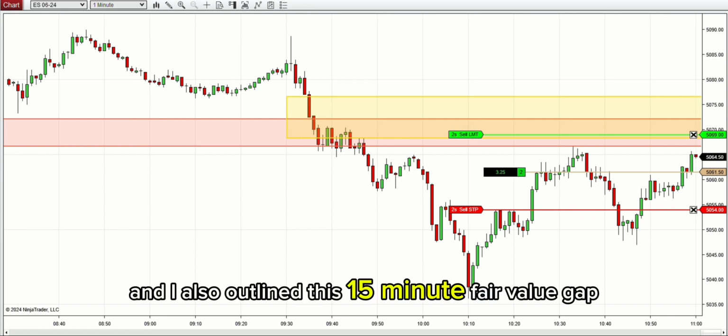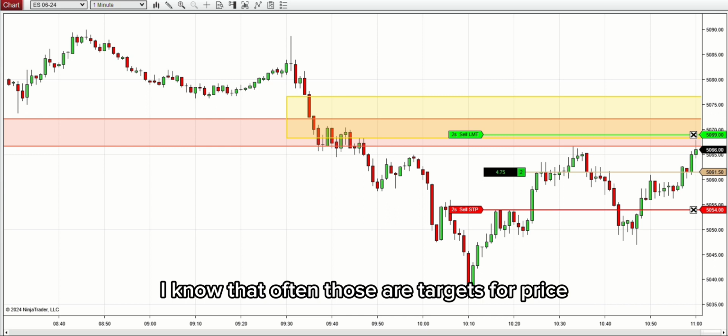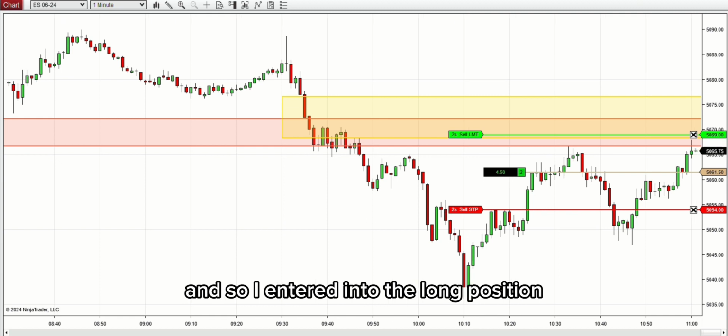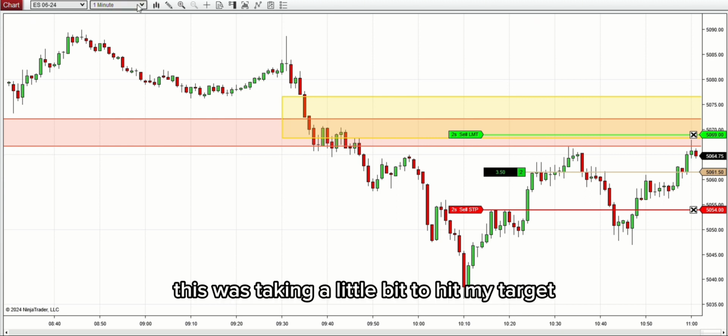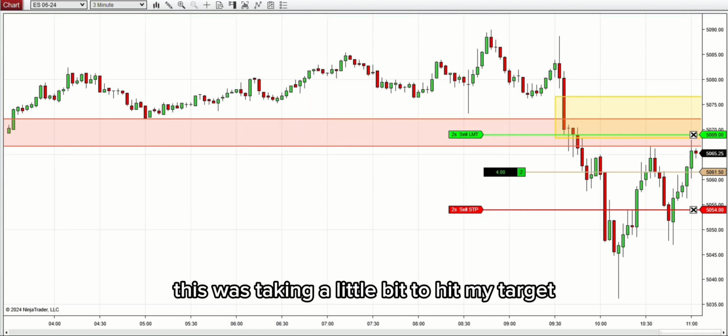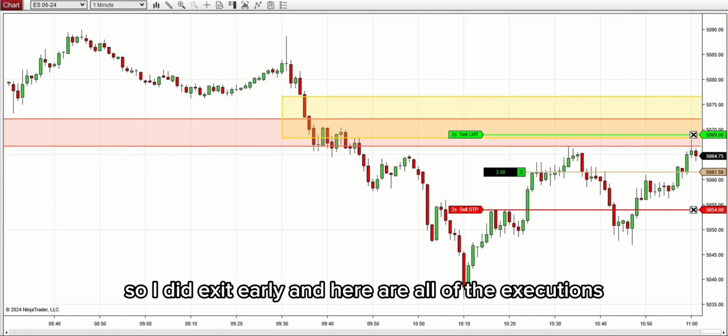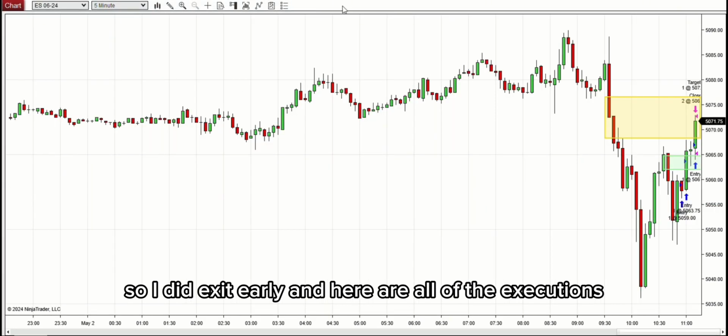And I also outlined this 15-minute fair value gap. I know that often those are targets for price, and price will retrace to those targets. And so I entered into the long position. This was taking a little bit to hit my target, so I did exit early. And here are all of the executions.